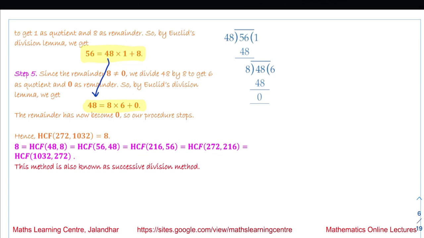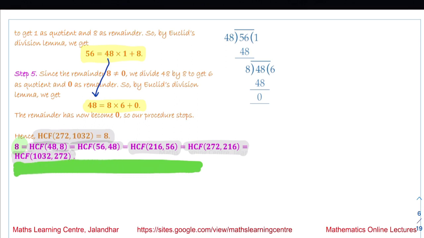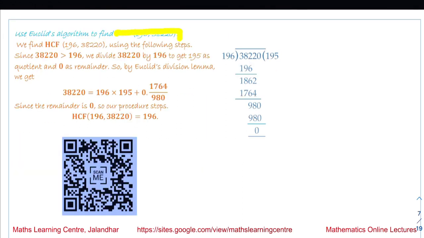So the HCF of 272 and 1032 is 8. It is interesting to note that the HCF of 8 and 48, of 56 and 48, of 216 and 56, of 272 and 216, and of 1032 and 272, all have the HCF 8. This method is known as the successive division method. Next we have to find the HCF of 196 and 38220.